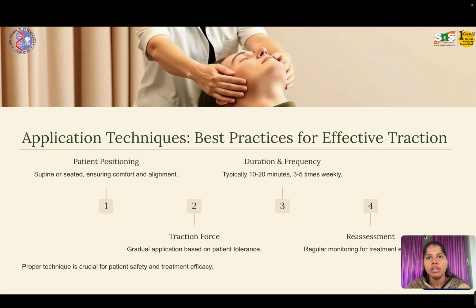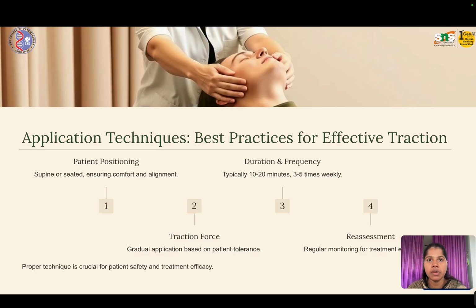So, how is it applied? For effective treatment, technique matters. The first thing is the positioning of the patient. The patient may lie supine or sit. Comfort and proper neck alignment are very crucial. The second one is traction force. Initially, we start very gradually, with a minimal force, and extend gradually. Increase the force based on the patient's tolerance level.